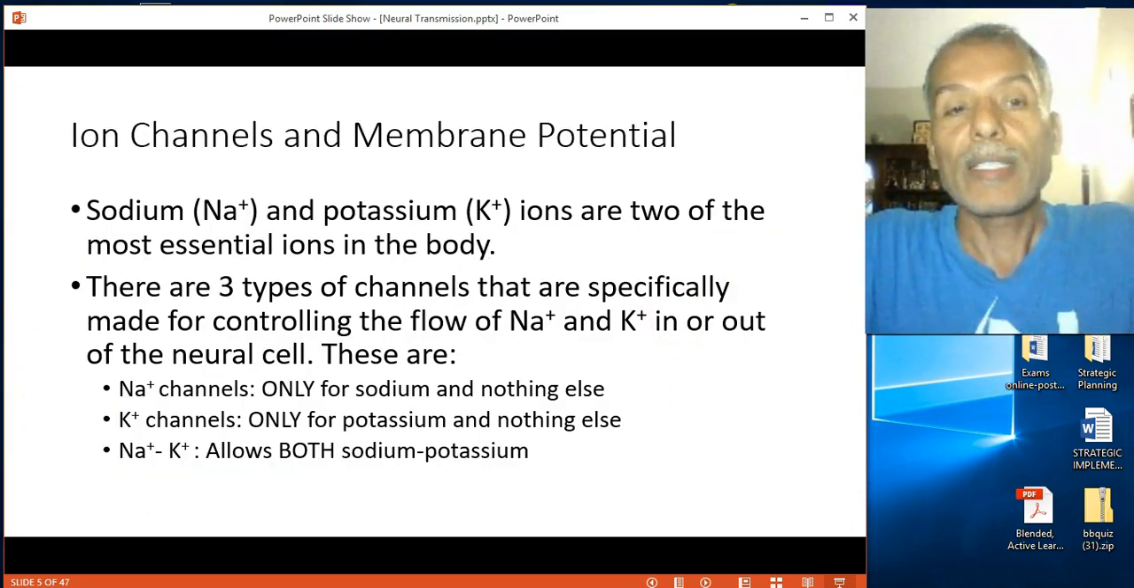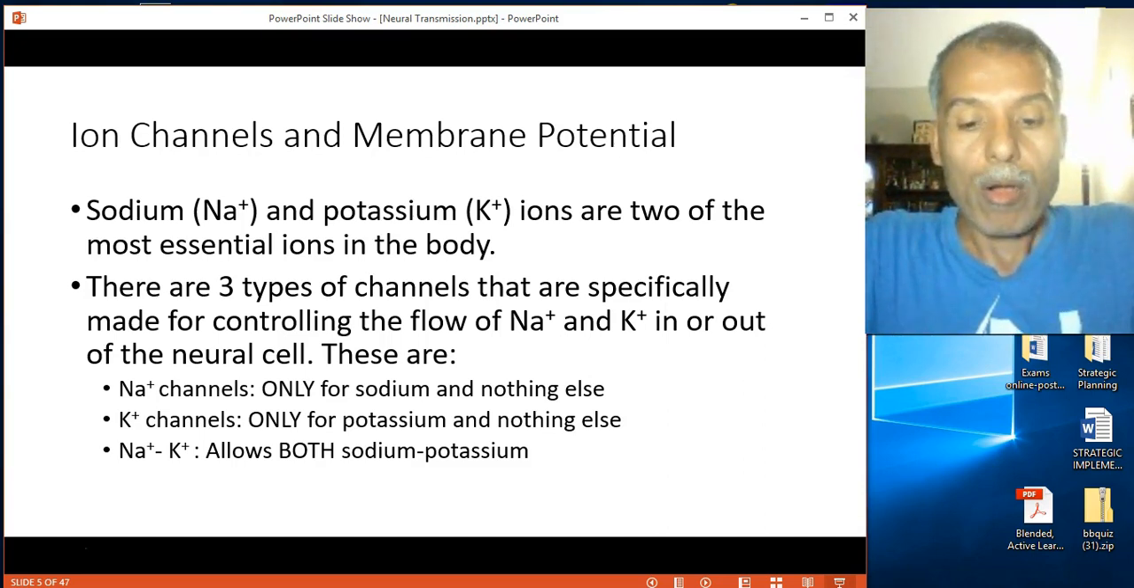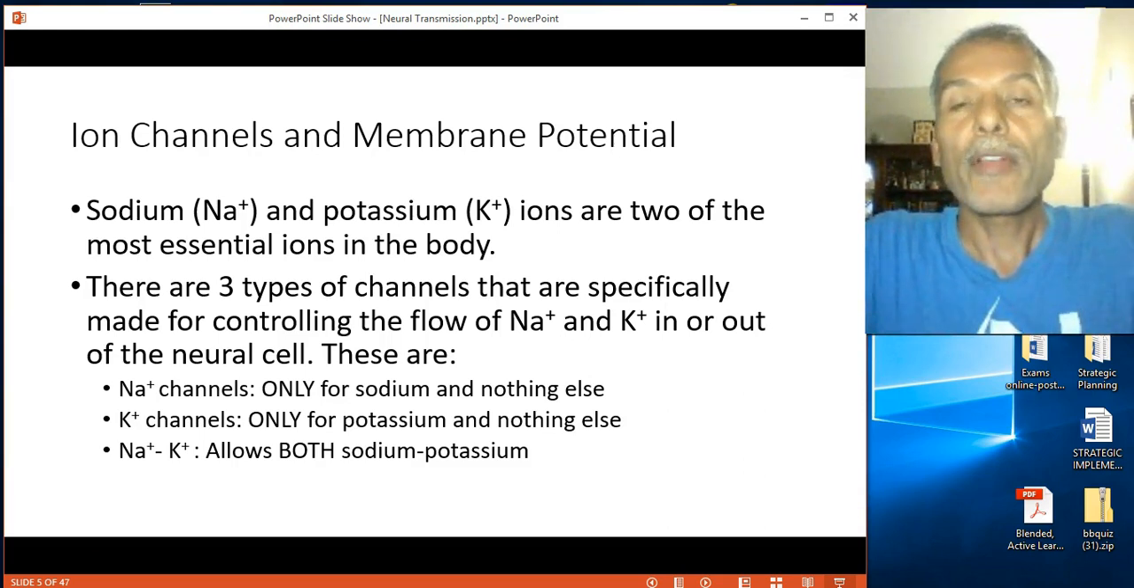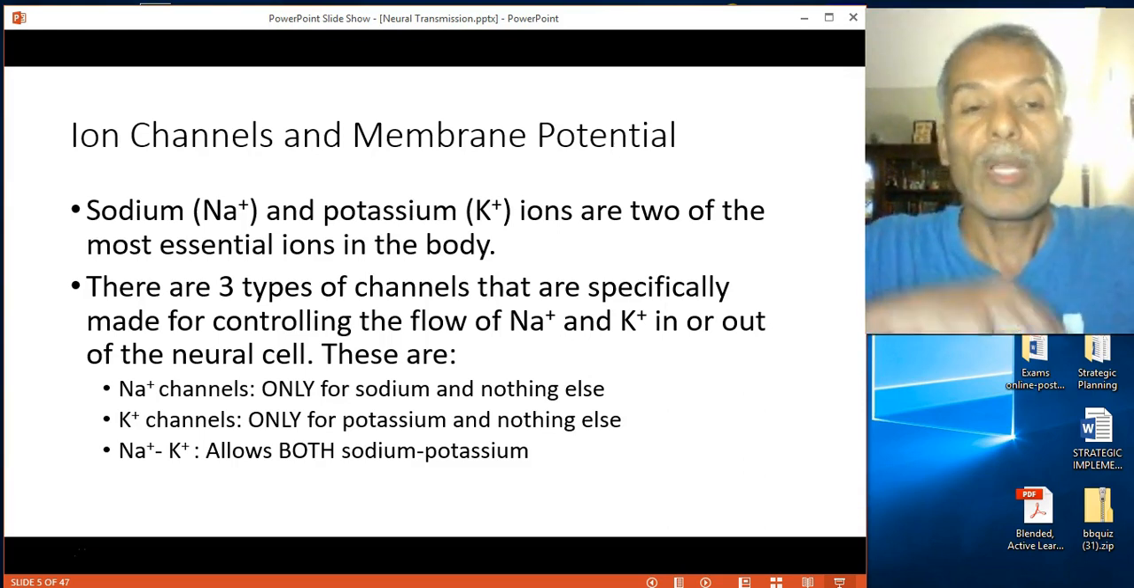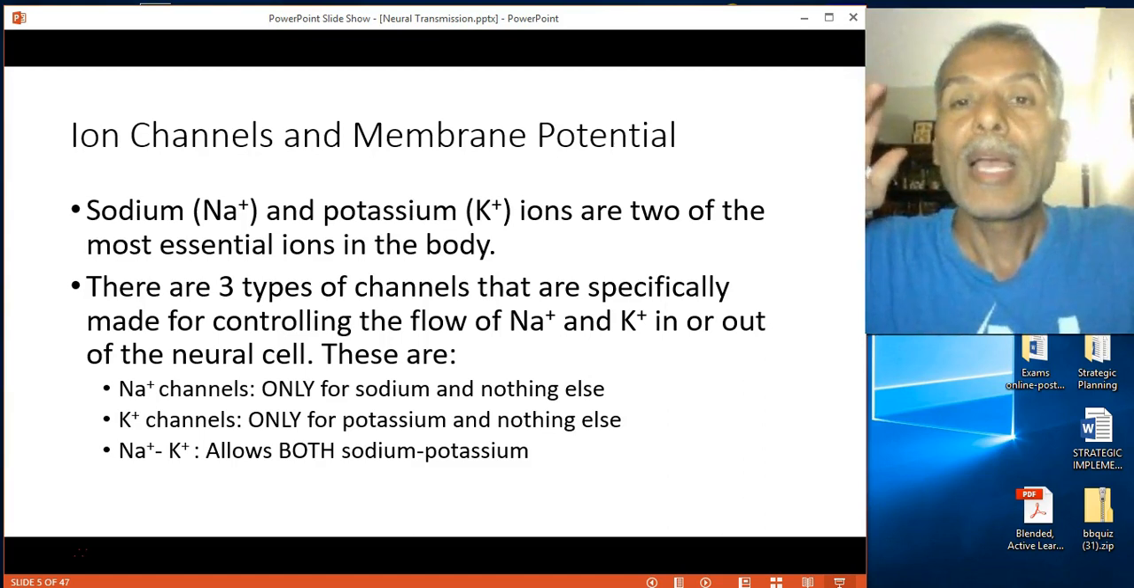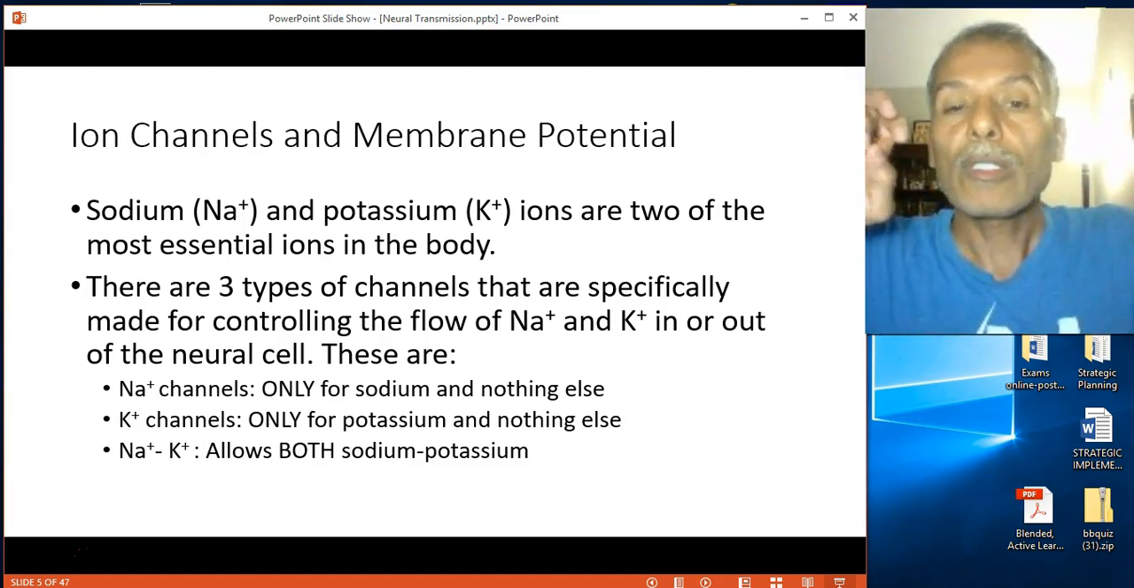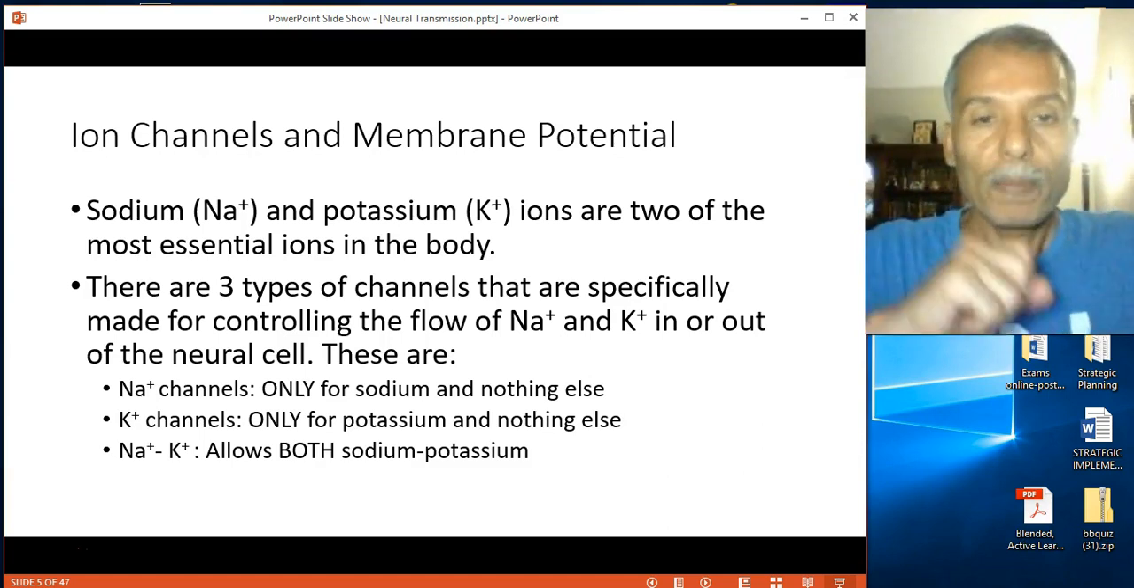Sodium and potassium are two of four very, very important ions. We have sodium, potassium, calcium, and chloride. All of these are very, very critical for the nervous system and body function.